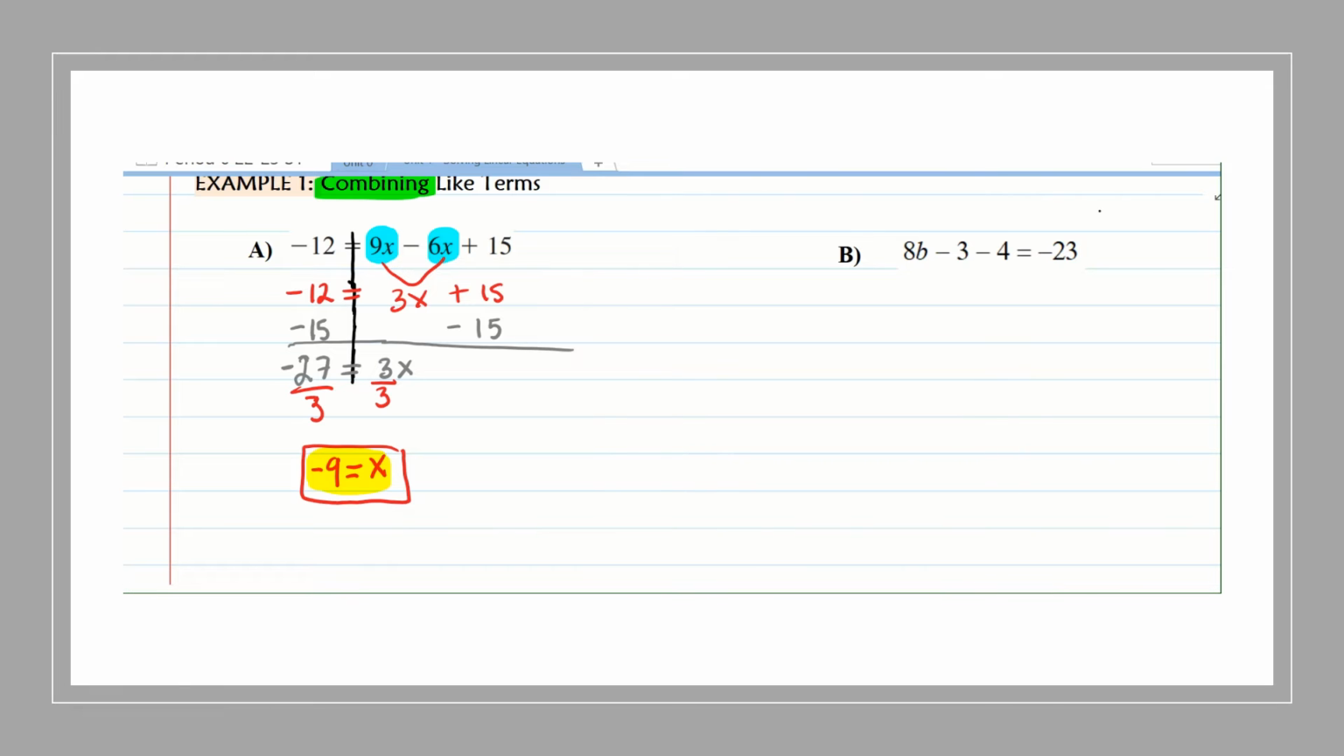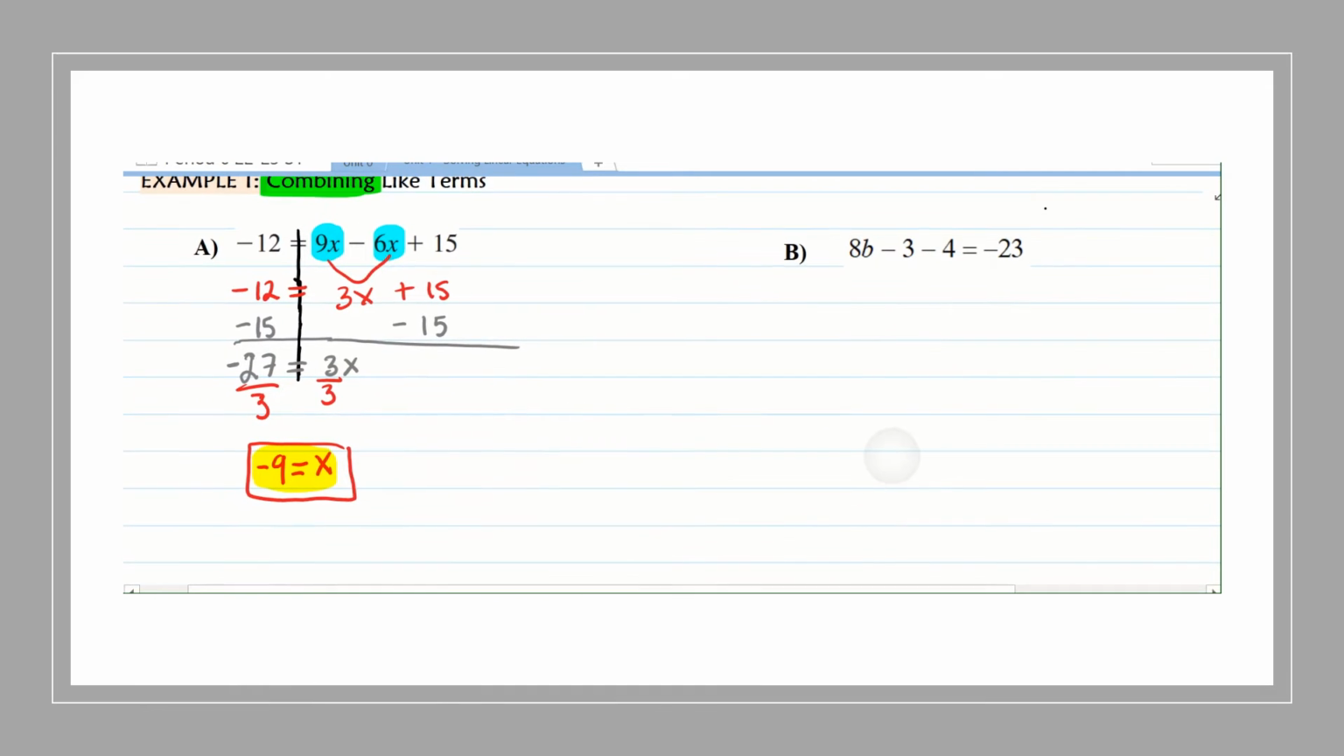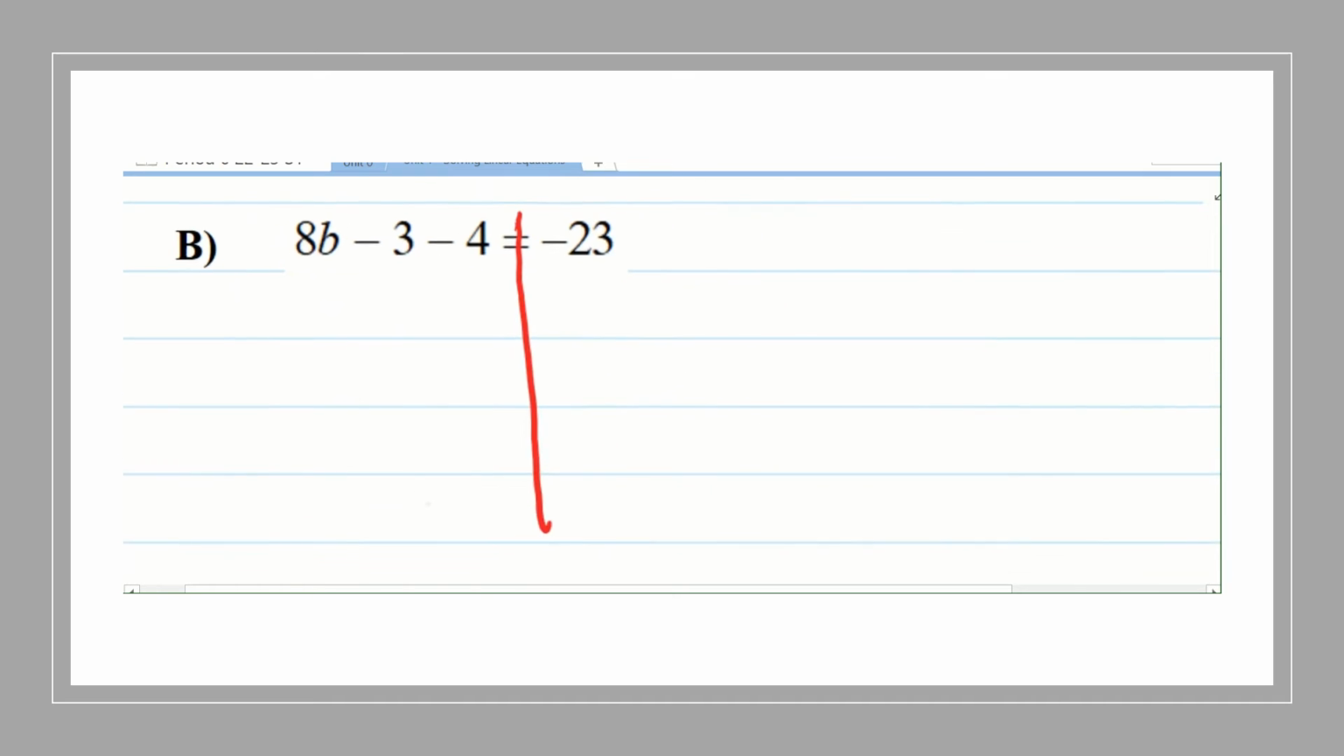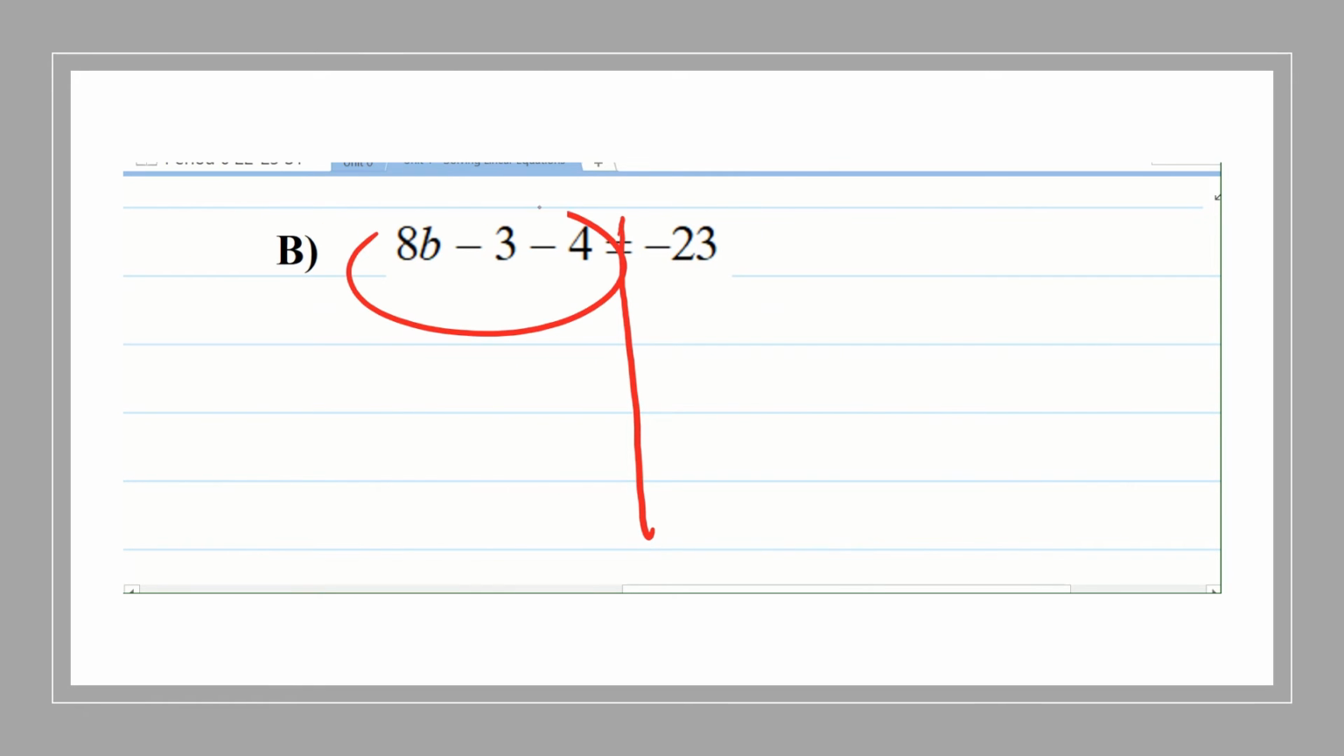So that's our answer for the first equation, x equals -9. And your x can always be on the right side of your equation or on the left side of the equal sign. It doesn't matter. So let's go ahead and split those two different sides on the second problem.